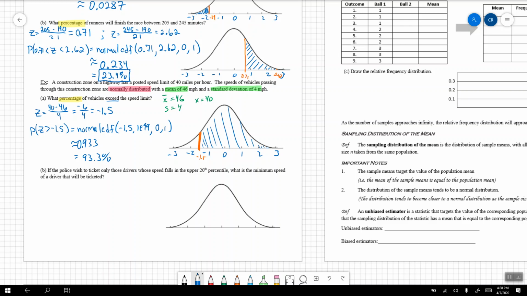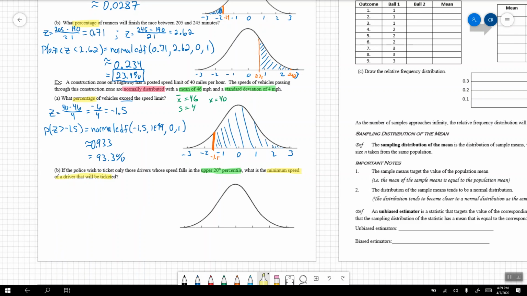All right, so next question, part B. It says, if the police wish to ticket only those drivers whose speed falls in the upper 20th percentile, what is the speed limit? So what is then the minimum speed of a driver that will be ticketed? All right, so let's go back on that. There we go, perfect. So let's extract what we have here.